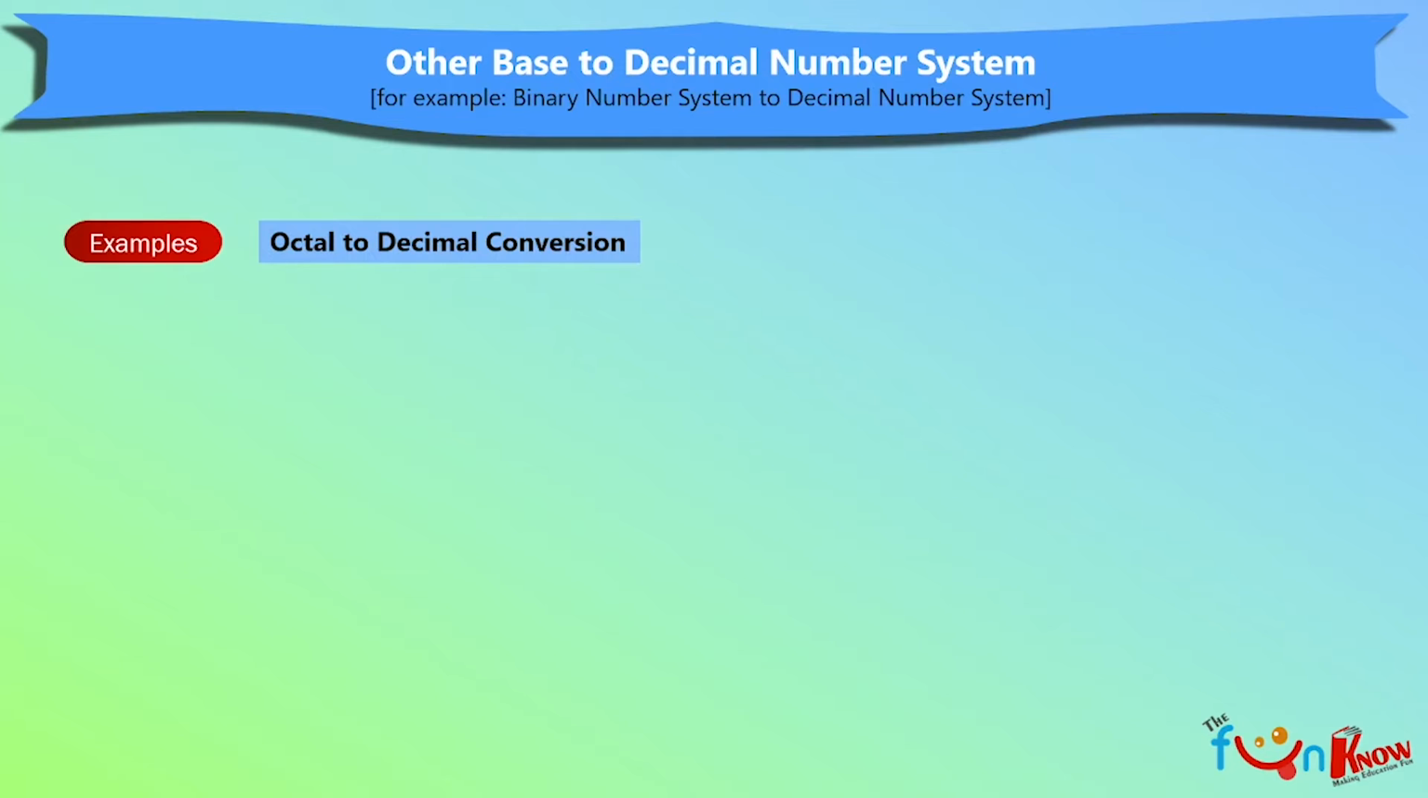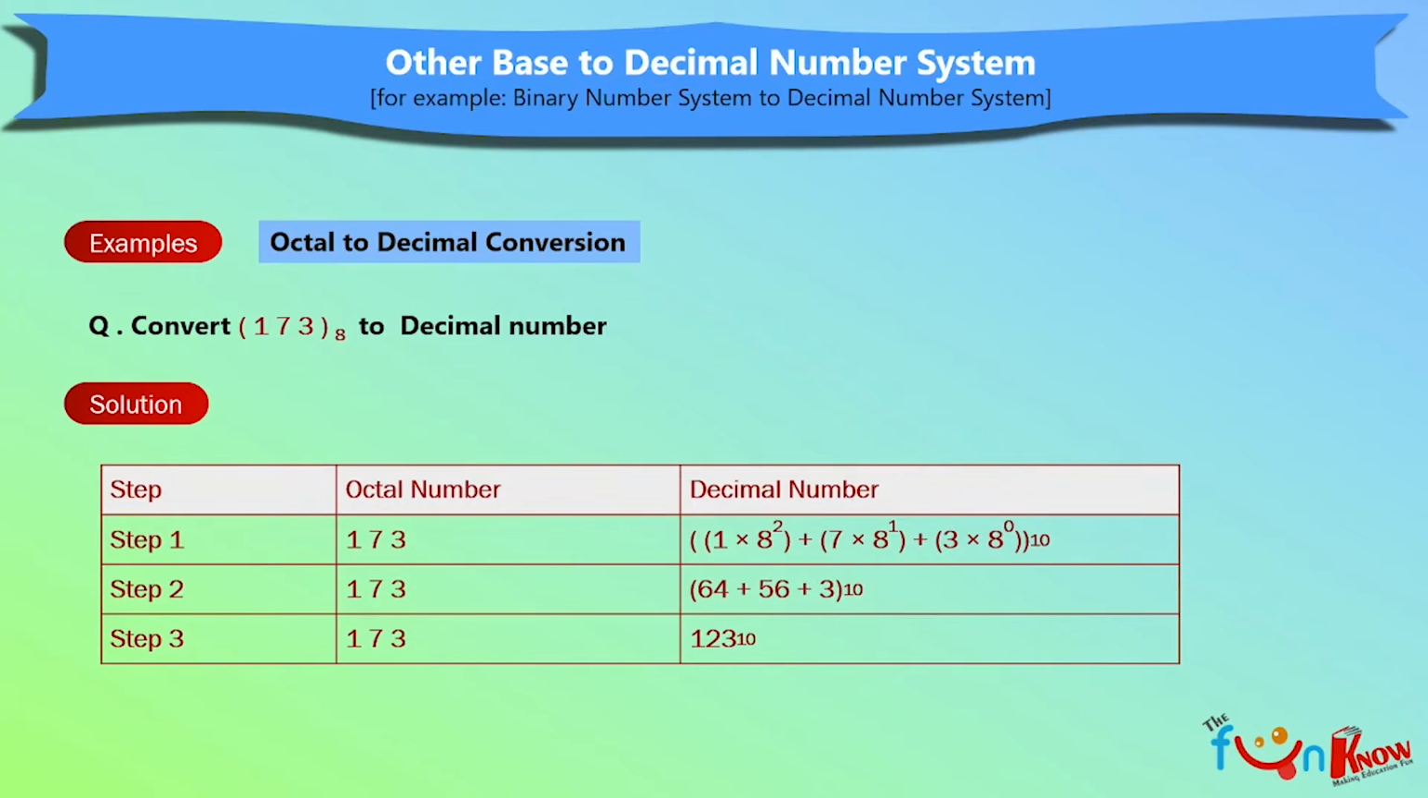Next is octal to decimal conversion. Here, students, we will be given an octal value, and we have to convert it to the decimal number system. Let us see. 173 to the base 8 is an octal value. We have to convert it to decimal. How are we going to convert?